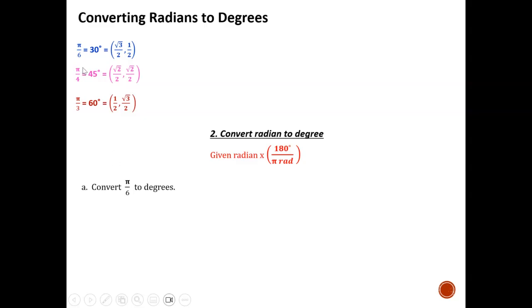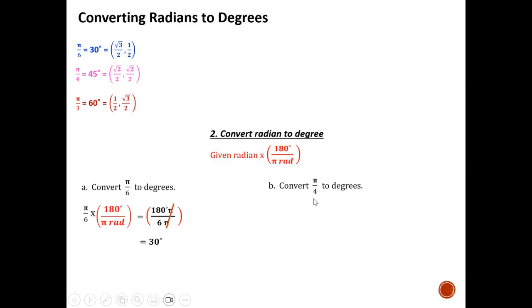For example, we know that pi over 6 is 30 degrees, but here's how you show it. I multiply pi over 6 times 180 degrees over pi radian. Right here, guys, the pi's are going to cancel. So 180 degrees divided by 6 is going to give us 30 degrees.